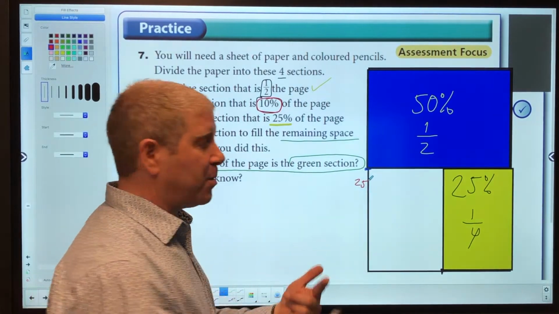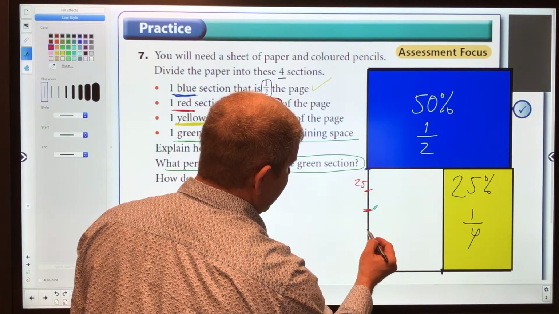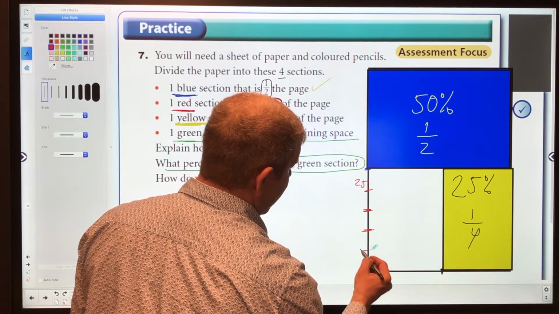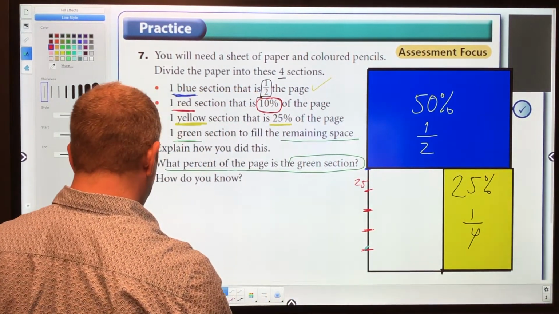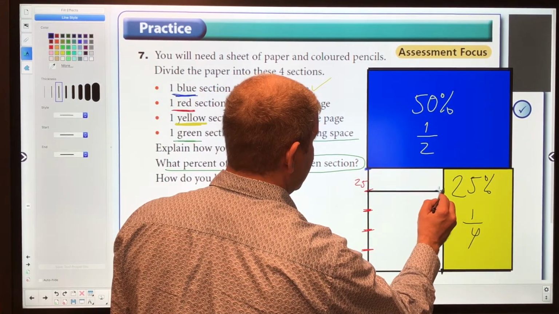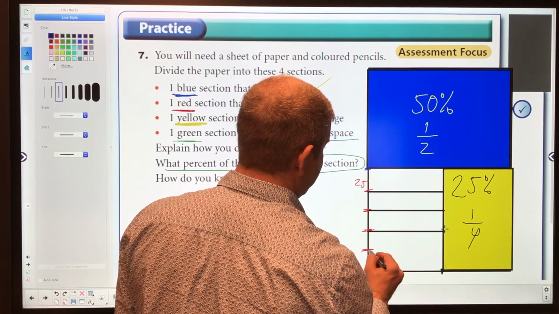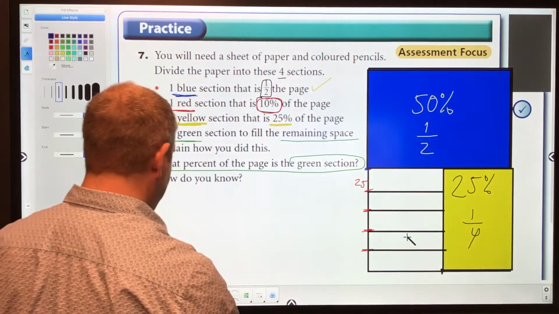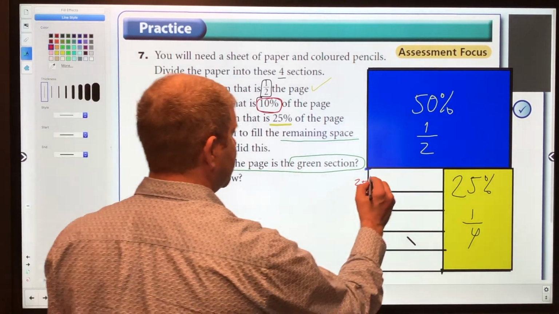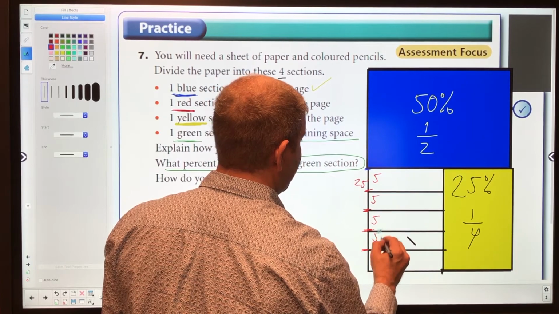So this is where you use mental math. So I'm going to look here. Let's see if this works. 5, 10, 15, 20, and 25. So if I draw lines here, that should be 5%. This should be another 5%, another 5, another 5. So each of these should be 5%. 5, 5, 5, 5, and 5.